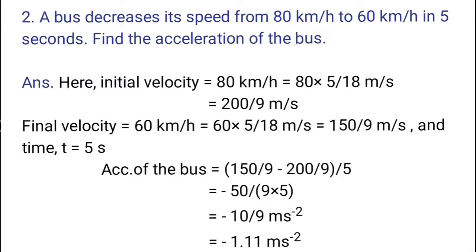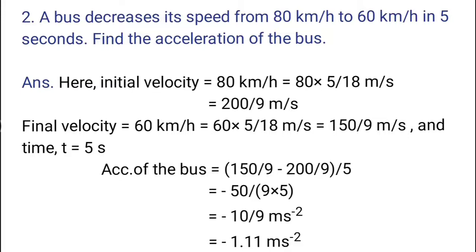Now let us see our next problem. A bus decreases its speed from 80 km per hour to 60 km per hour. It means here the initial velocity is given as 80 km per hour and the final velocity is given as 60 km per hour, in 5 seconds. That is, time is given as 5 seconds. So we have to calculate the acceleration of the bus. Now what do we need for acceleration? We need the change in velocity upon the time taken for that change in velocity.